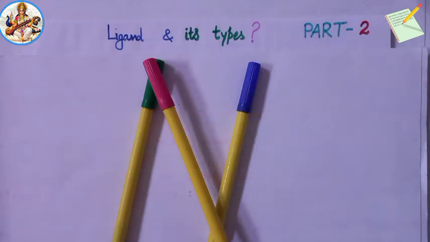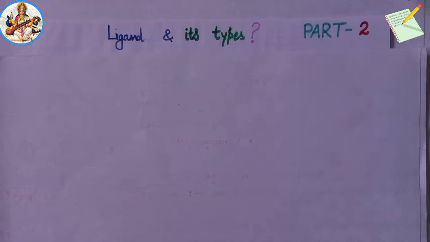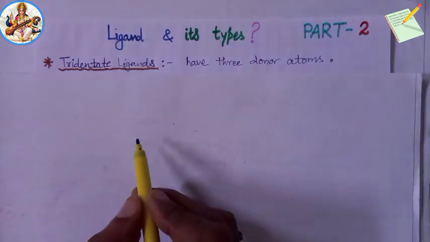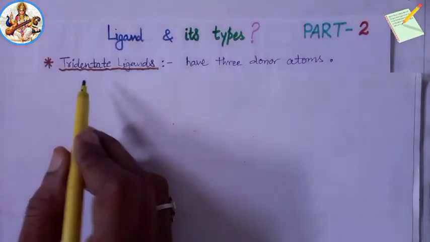In today's session, I am going to discuss ligand and its types. This is part 2. In part 1, we discussed monodentate and bidentate ligands. In this video, we will discuss tridentate, tetradentate, pentadentate and hexadentate ligands. So the third type of ligand is tridentate ligands. Ligands which have 3 donor atoms are called tridentate ligands.